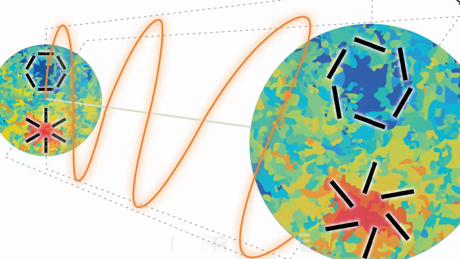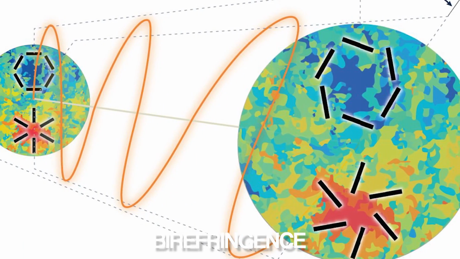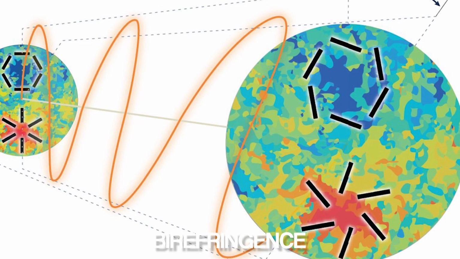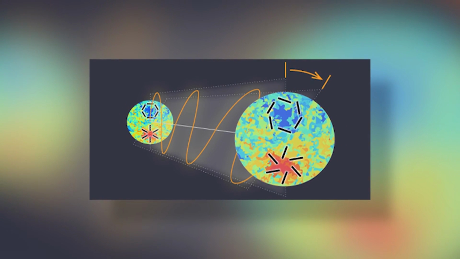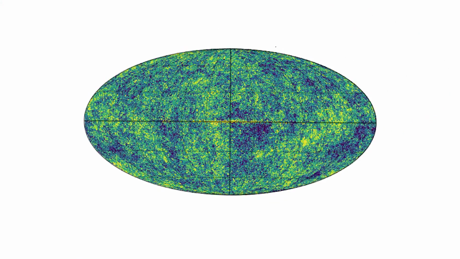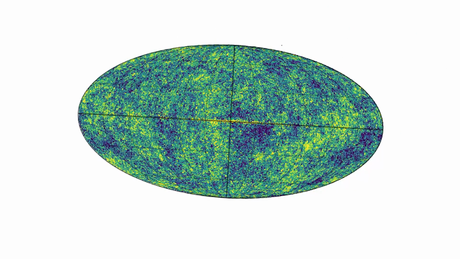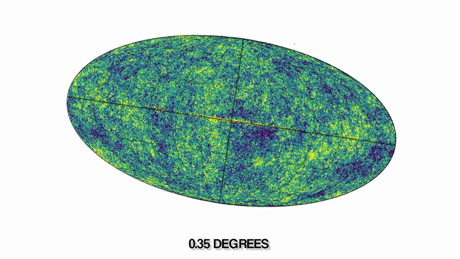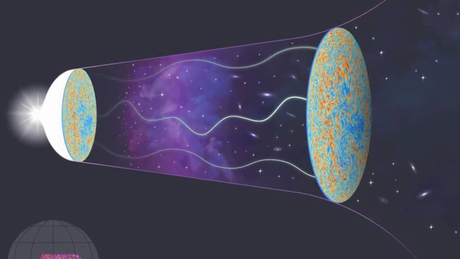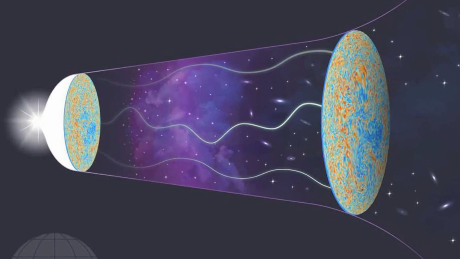This phenomenon, known as birefringence, would result in different polarizations of photons traveling at different speeds and rotating the net polarization of the light, akin to certain crystals' behavior. In 2020, Komatsu's team reported a small rotation in the CMB's polarization, approximately 0.35 degrees. A subsequent study published the following year further reinforced these initial findings.